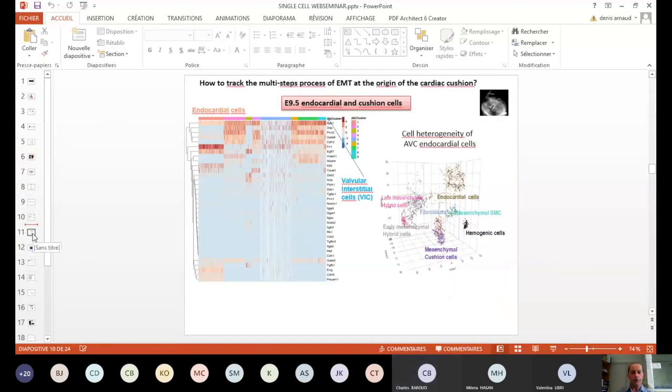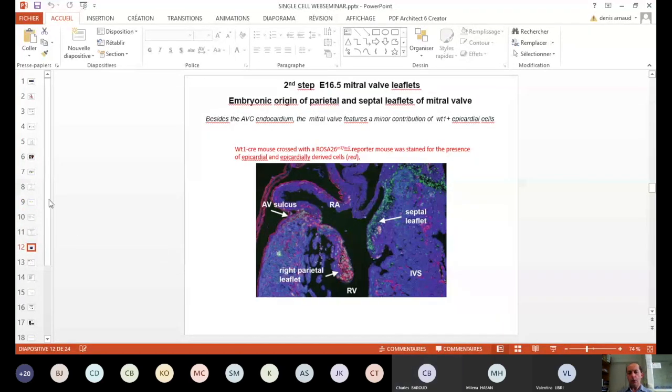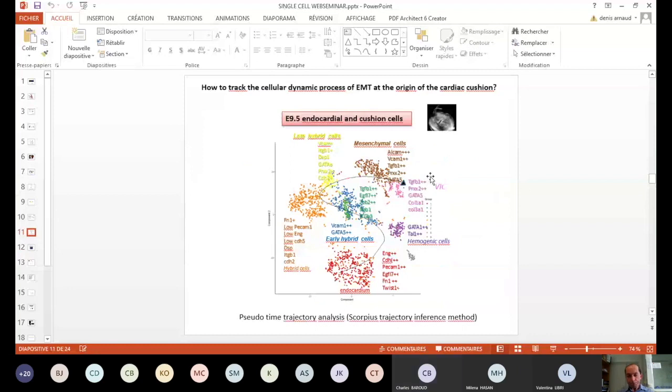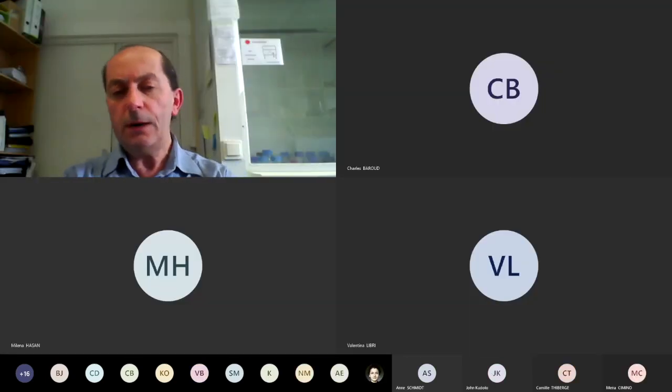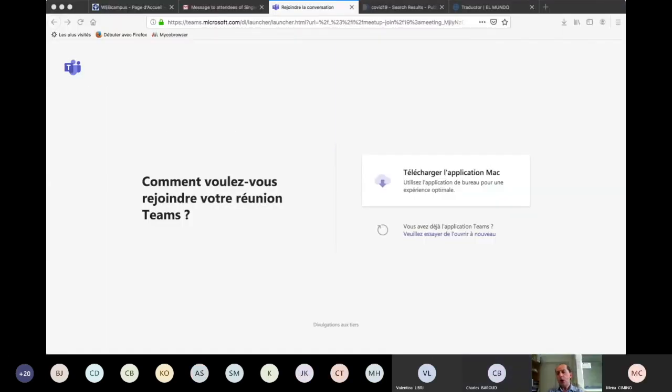So we were at the end of this trajectory. So in what I was saying is that indeed this pseudotime trajectory analysis could very nicely reveal the different stages or steps of EMT. And you see, for example, that many cells are still endocardial.